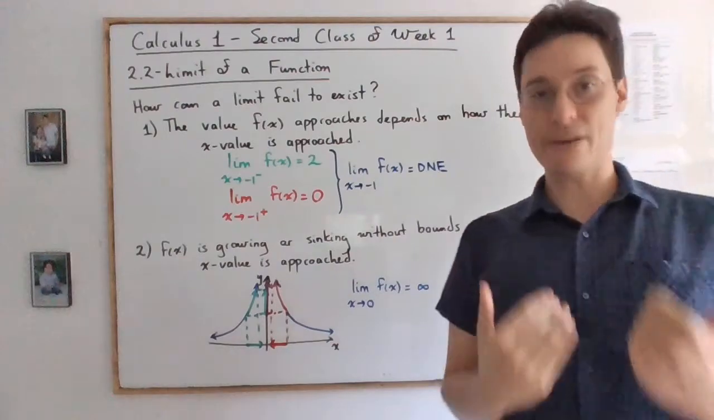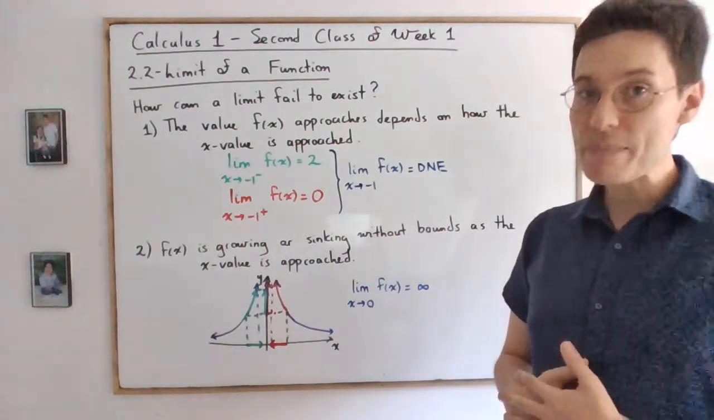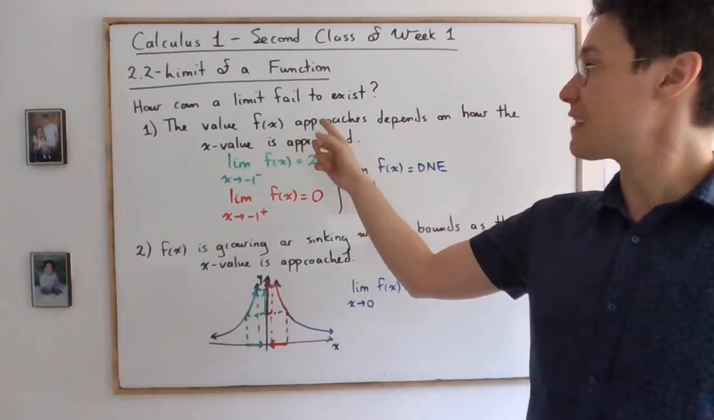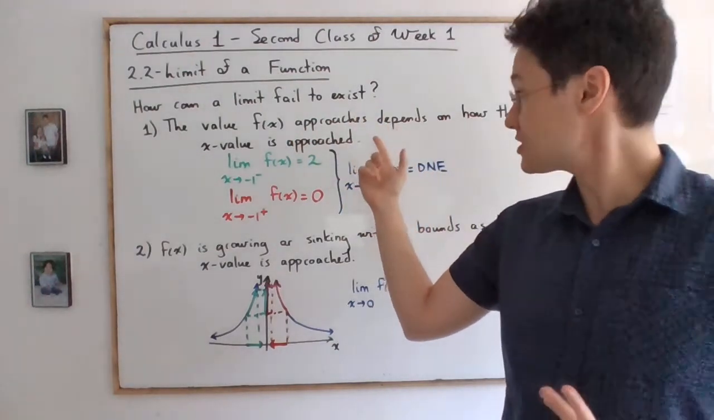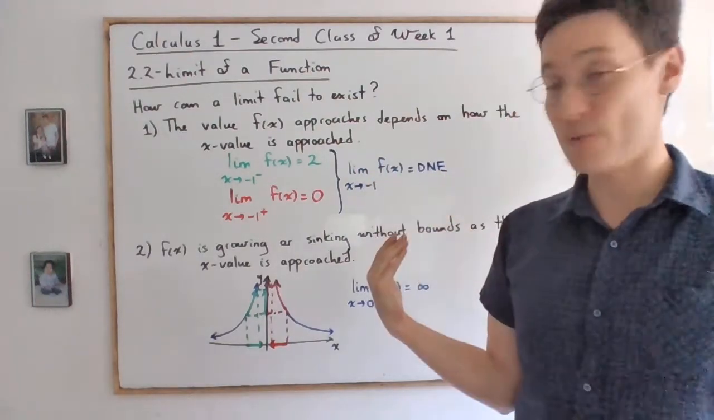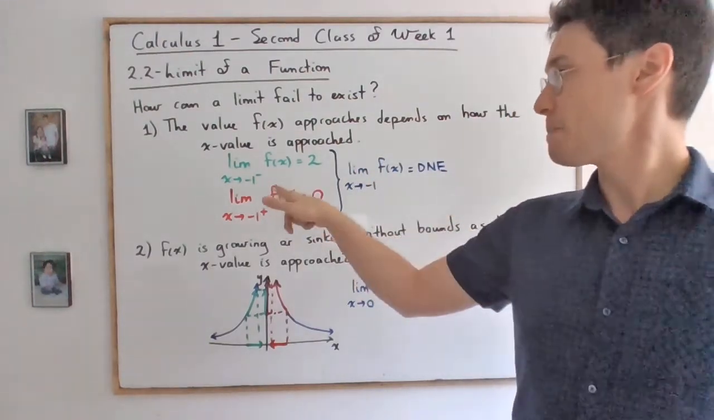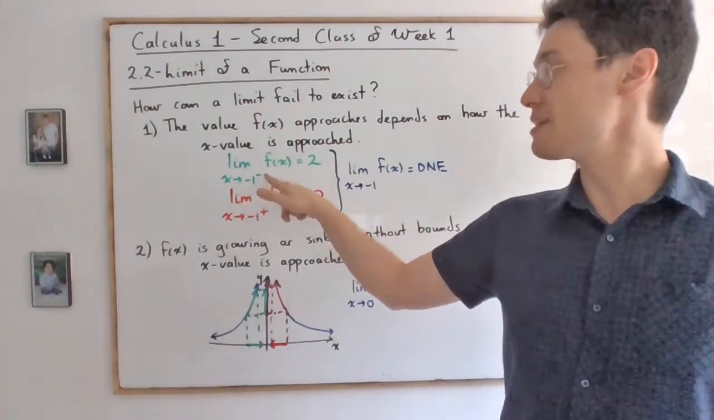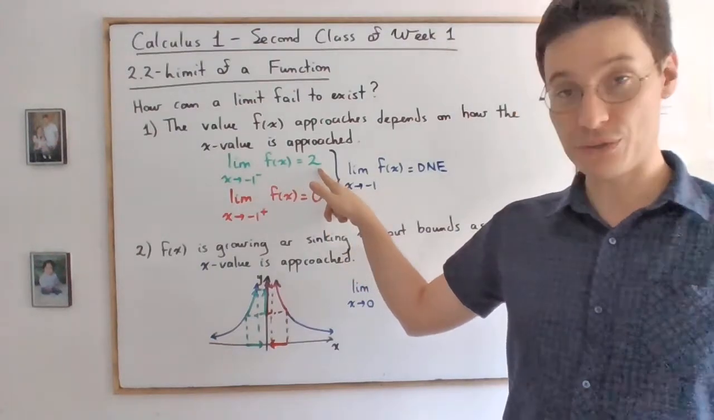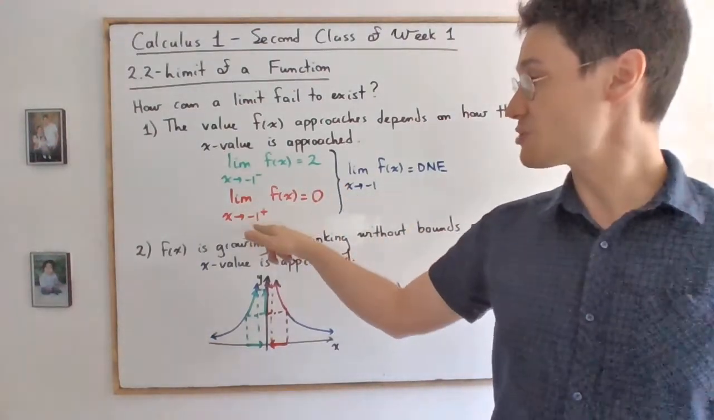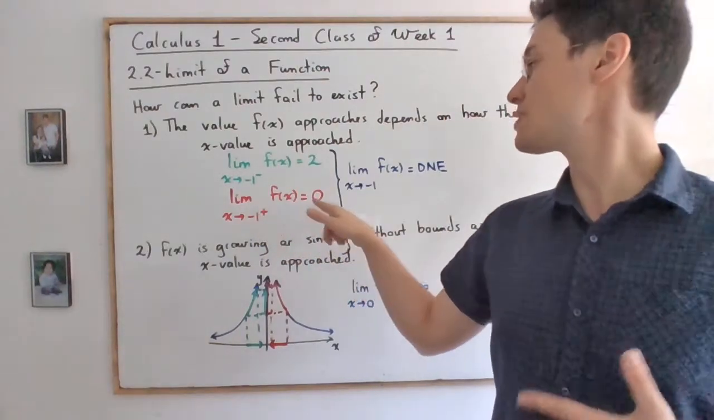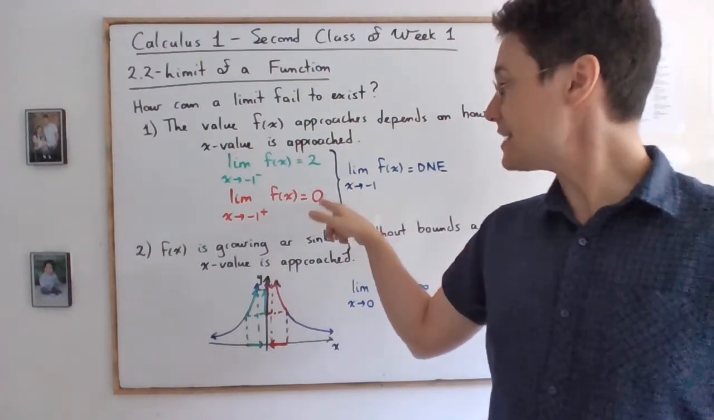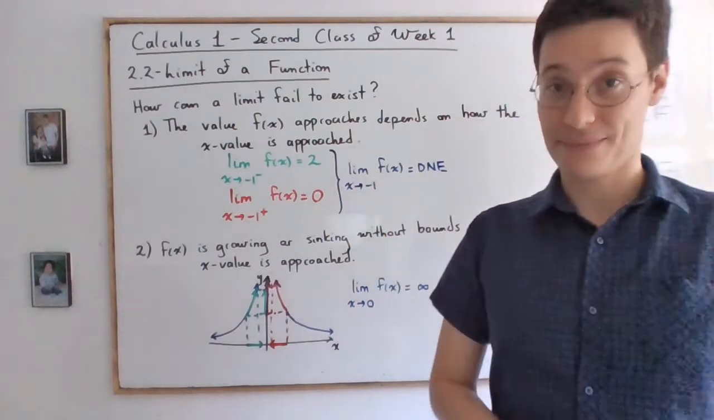We saw two scenarios in the previous class on how a limit could fail to exist. It happens, for example, when the value that f of x approaches depends on how the x value is approached. We saw the example where x was approaching -1 from below, the function was approaching 2, whereas if x was approaching -1 from above, the function was approaching 0. Since these two values are different, we say that the limit does not exist.